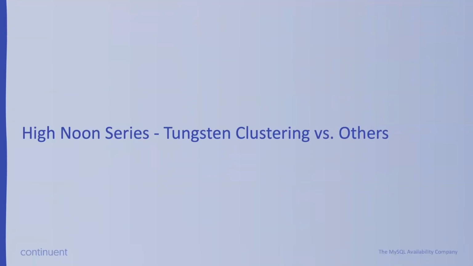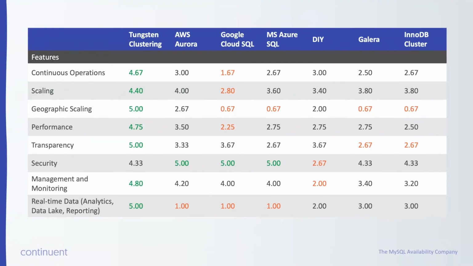So let's get into the High Noon series. This is a new series where we are comparing other MySQL clustering products to Tungsten Clustering. And we're going to look at a bunch of products. And what we do is we do a deep dive with each product and we rank them and we figure out what features they have, what they don't, and how well each feature works.